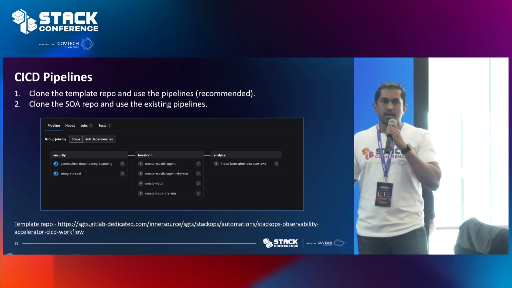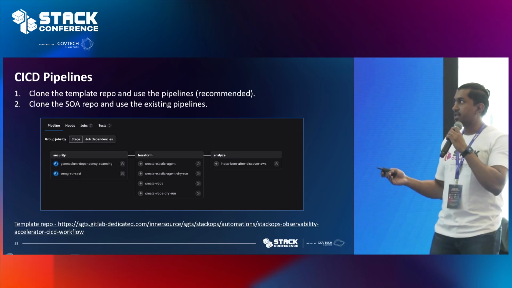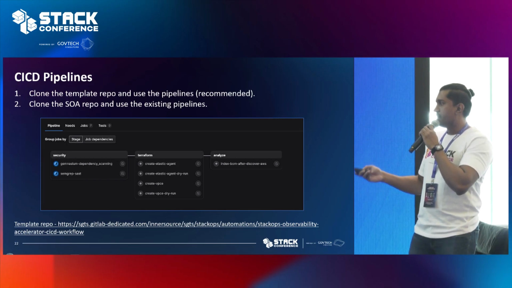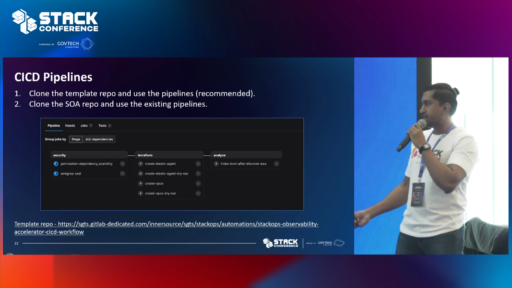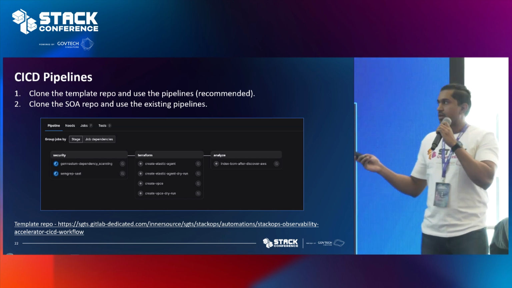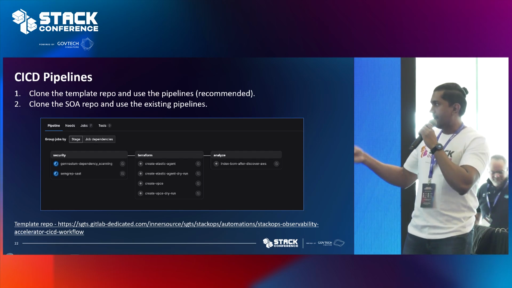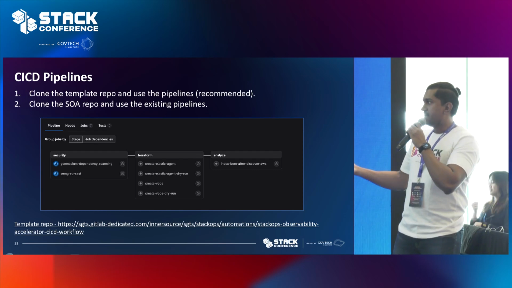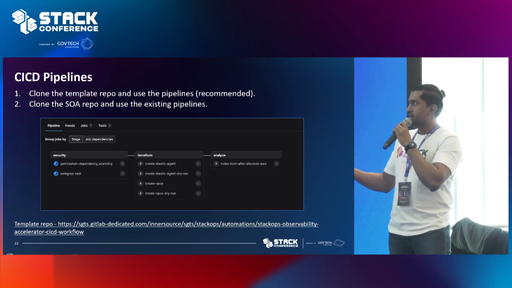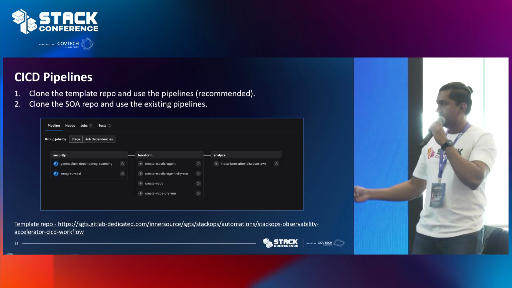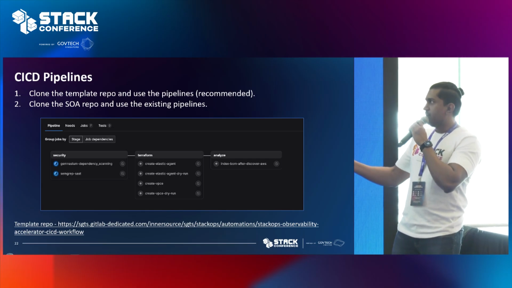This is a command line tool. How do you integrate it with your own environment? You can either use a template repo. We have a template repo created. You can clone it, and it will have these jobs. So you can add the environment variables and then start using the pipeline. Or you can use the StackOps Observability Accelerator repo itself. It will also contain this pipeline. So you can use either way.